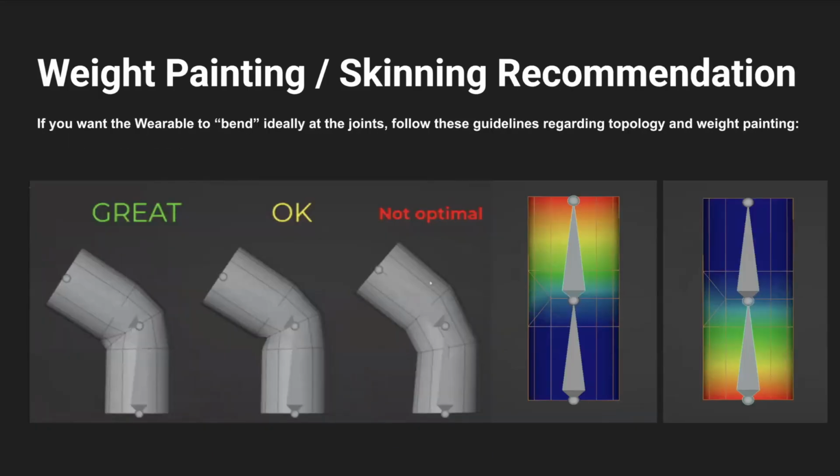Now, let's take a quick look at topology, which is something I'm sure most of you are very familiar with. But this is topology that is specific for low poly models and getting our ideal bends and movements around our joints. So this is not something that you have to do whatsoever. It is completely your choice. This is just a recommended approach if you want things like knees and elbows to bend naturally like they would in real life.